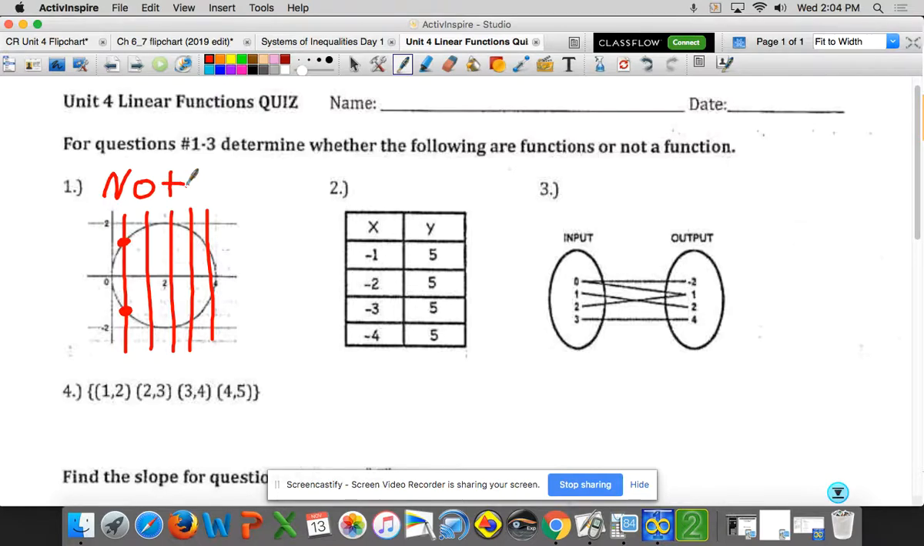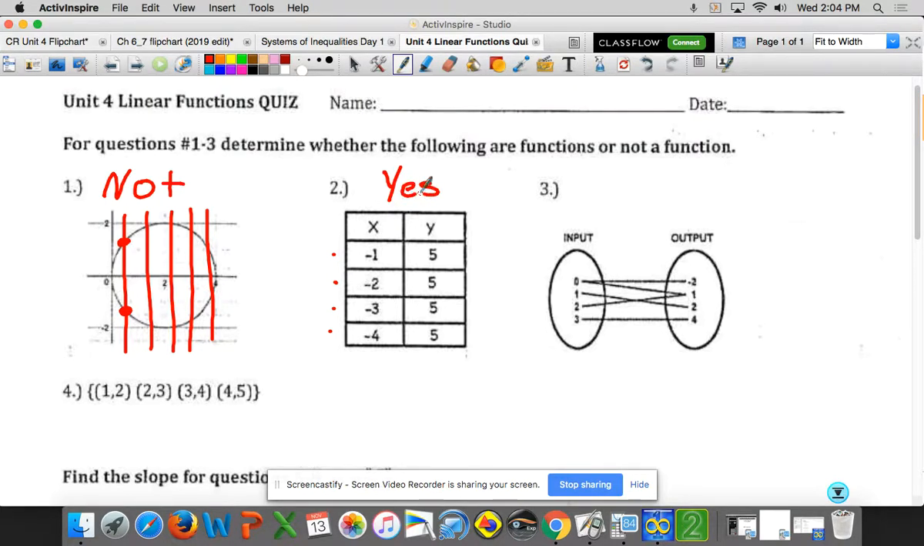For number 2, we have a table. And when it comes to a table, the thing that we are looking at is the x values. The trick that we learned is that with a function, the x values do not repeat. In this one, we have -1 for x, -2 for x, -3 for x, and -4 for x. So the x values do not repeat. Although the y values are all 5, 5, 5, and 5, the y values are of no concern to us when it comes to determining whether or not something is a function. Since the x values do not repeat, this is a function.